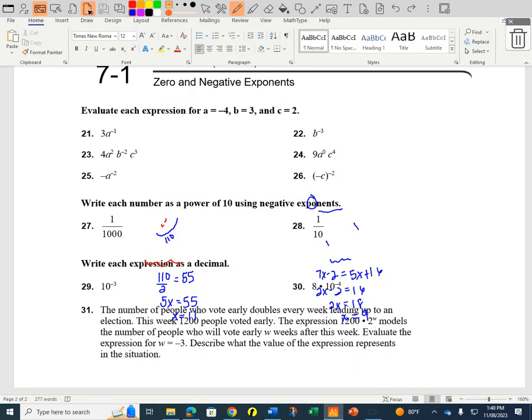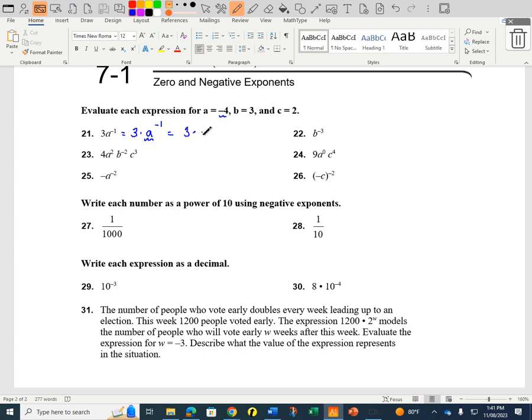For number 1, we have to know that this is 3 times a to the negative first power. Does that make sense to everyone? That's what that means, right? We should know that by now. Now everywhere there's an a, we're plugging in negative 4. So this is going to be 3 times negative 4 to the negative first power.